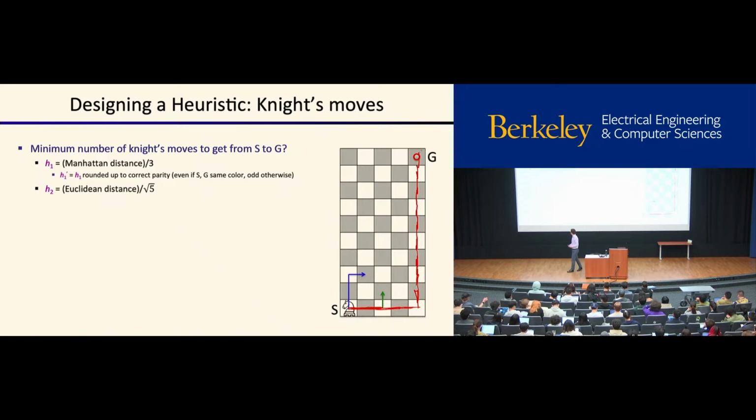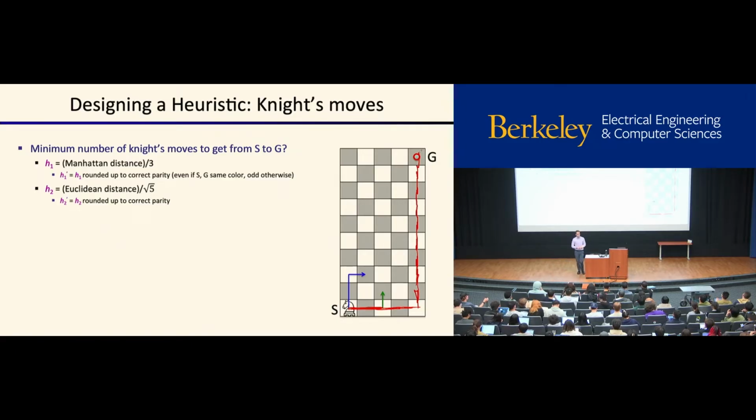And if we divide by the square root of 5, we're probably going to get a fraction again, right? It's going to be irrational anyway, but so what do we do? The same thing. We round up to the correct parity. We can do the exact same trick, and we get another heuristic. Anything else we can do?